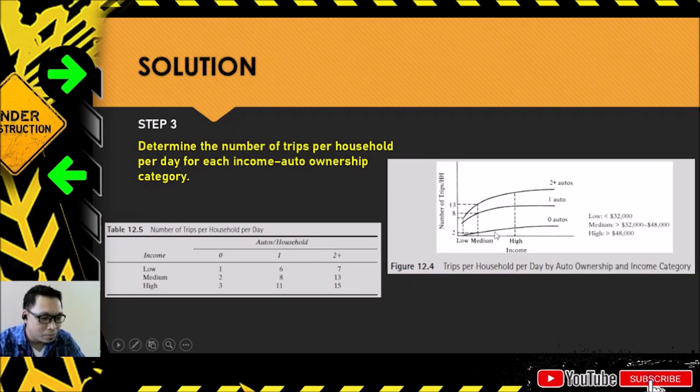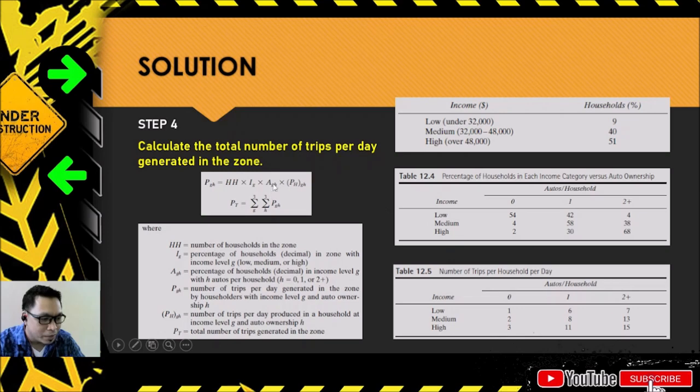Okay, so next, step 4. Calculate the number of trips per day generated in a zone using this formula. PGH is the number of trips per day produced in a household at income level G and auto ownership. HH is the number of households in the zone. The number of households earlier was 60, based on our problem. Then IG is the percentage of households, in decimal, in a zone with income level G. That is from the first table we made, the percentage of our households. When using this formula, it should be in decimal.